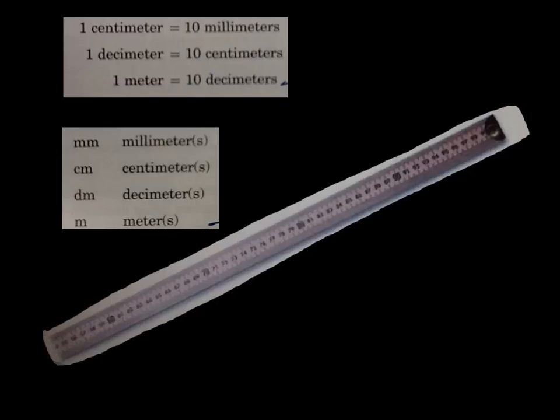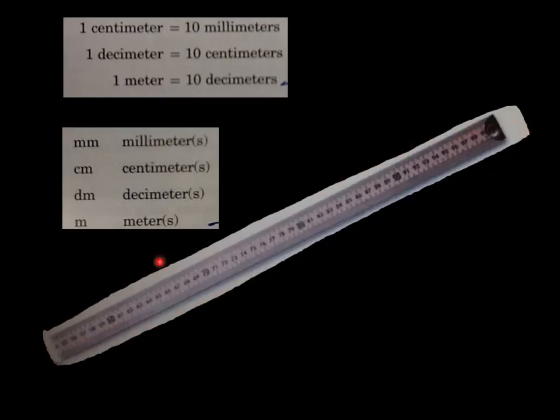Take a look at the conversions up here. 1 centimeter is the same as 10 millimeters. 1 decimeter is 10 centimeters. Notice we have the word deci here. This prefix means 10, so 10 centimeters in 1 decimeter. And therefore 1 meter is the same as 10 decimeters. We can abbreviate each of these. Millimeters is mm, centimeters is cm, decimeters is dm, and meters is m.